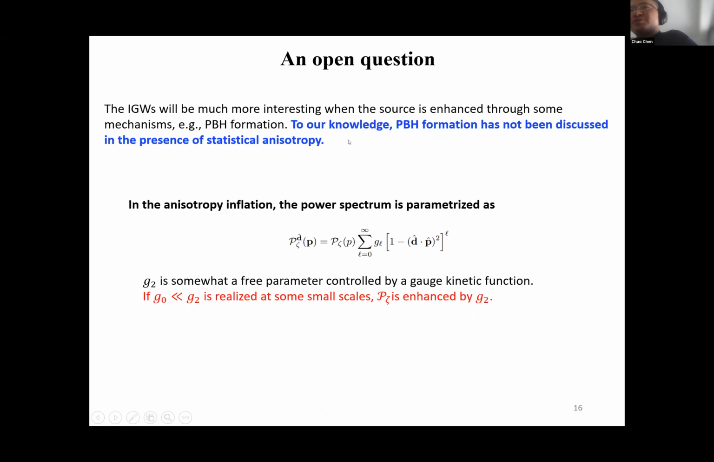Here is an open question. To our knowledge, primordial black hole formation has not been discussed in terms of the stochastic anisotropy. The induced gravitational waves will be much more interesting when the source is enhanced, because it's second order, so usually it's very small. You have to enhance the source. In anisotropic inflation, the power spectrum can be described in this form, and G2 here is somewhat a free parameter. If we can amplify G2, we will amplify the power spectrum, so in principle it can produce primordial black holes. We leave this to future work.